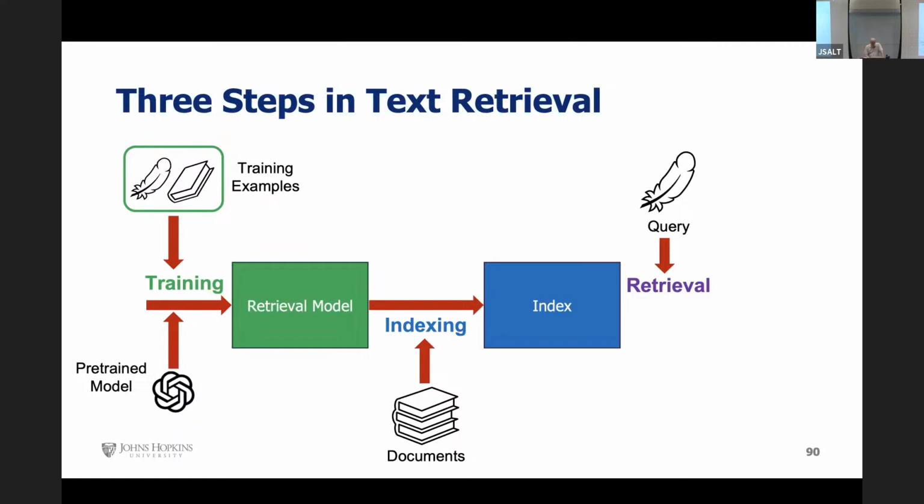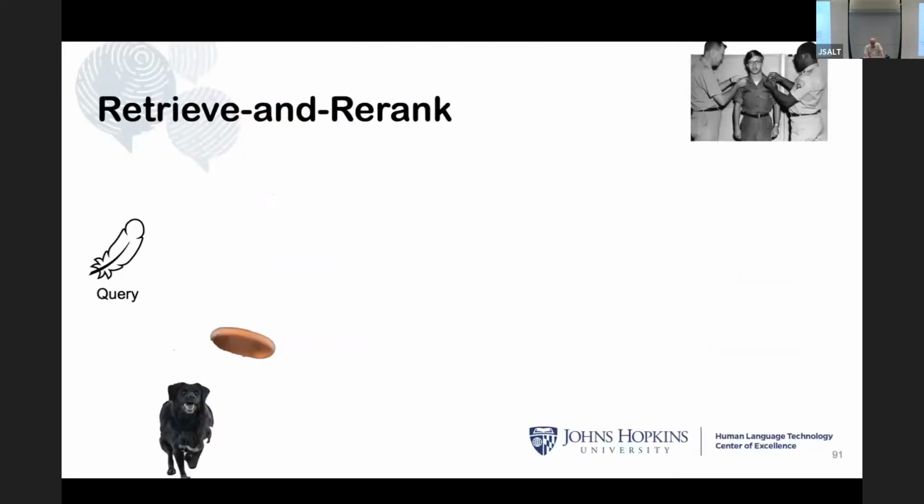So at retrieval time, you take a query, you use the index to look it up, and you come up with a ranked list. Okay, so these are the 3 main steps in any kind of retrieval, mostly machine learning oriented, but even the old stuff has this. And so we're going to talk about these 3 phases for the systems we talk about: training, indexing, and retrieval.